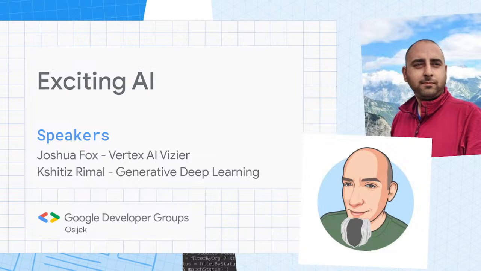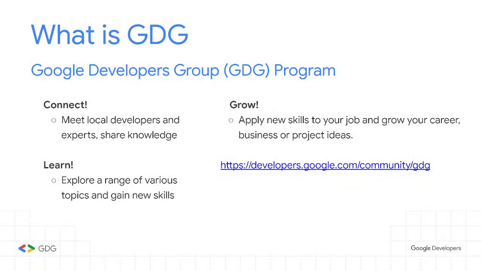So let me quickly switch over to the presentation. In terms of the GDG program, I really want to emphasize that we're a very nice community overall. This is the GDG Osijek event, a chapter here in Osijek, Croatia. If you're not sure what GDG is in general, it's a Google Developers Group program that lets you connect with other people in the tech space. It helps you grow by learning new things from presentations, code labs, workshops, and many different activities. You can use those new skills to grow your career, maybe start a new business, or start a side project like we all do.